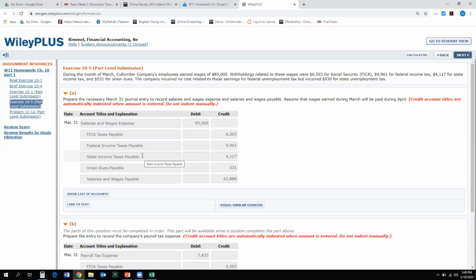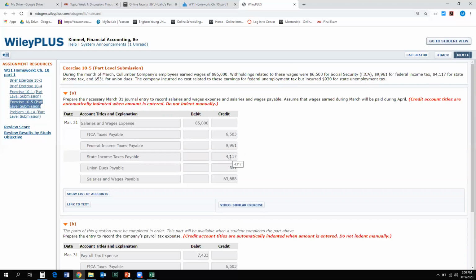so mine has the earned wages, then it says withholdings. So it lists the FICA, whatever you want to call it. I call it FICA, but I won't judge you. Okay. You can call it whatever you want. So I did a credit for FICA taxes payable. Then next it listed federal income taxes payable, which I did a credit for. Then I did a debit for salary and wages expense. So after federal, it lists state income taxes payable, so I put that.